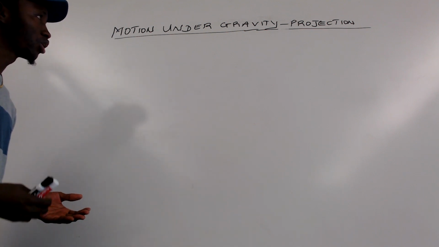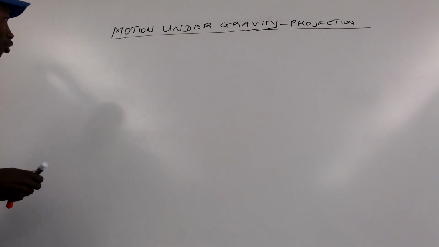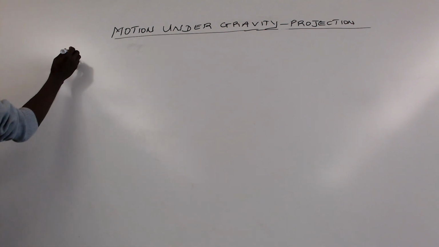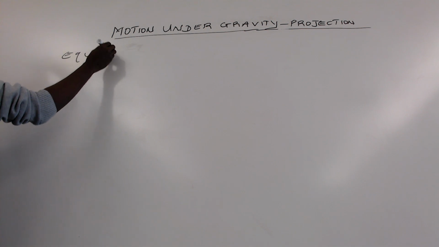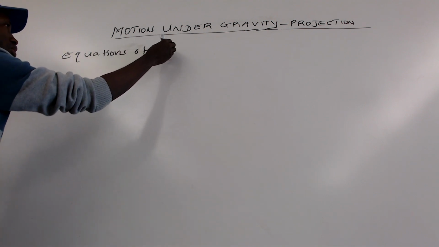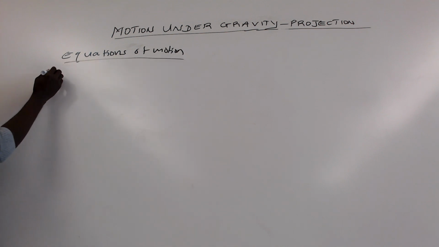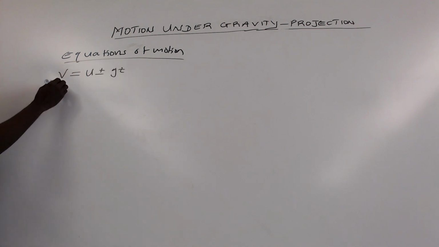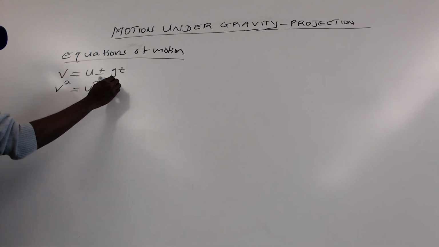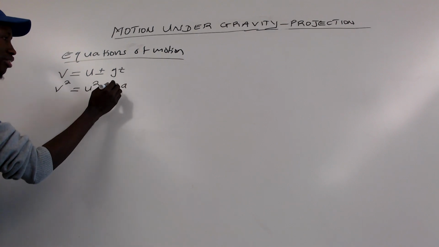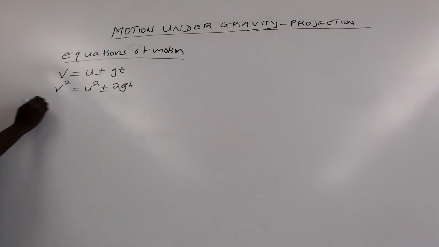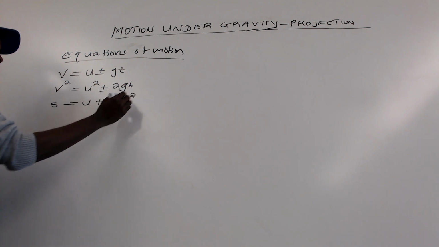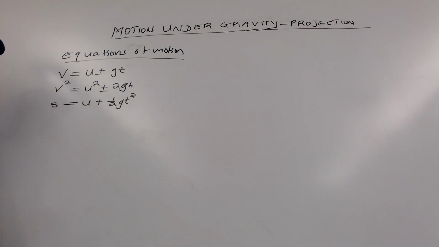Considering this video, we have to consider the equations of motion. The first one is v equals u plus or minus gt. We also have v square equals u square plus or minus 2gh. We also have s equals ut plus half gt square. These are the equations we are going to consider.